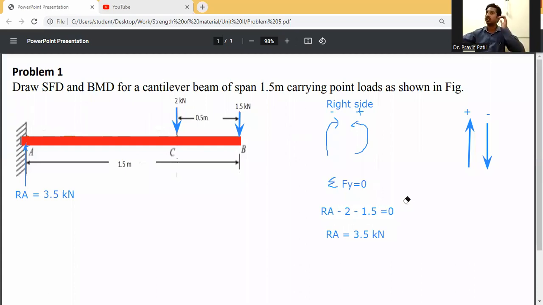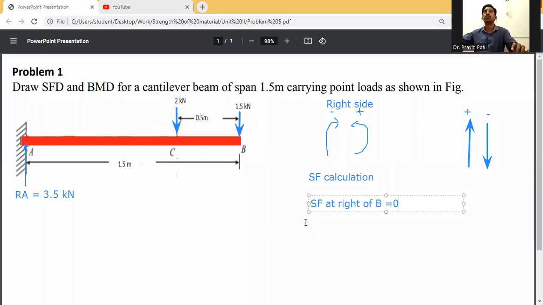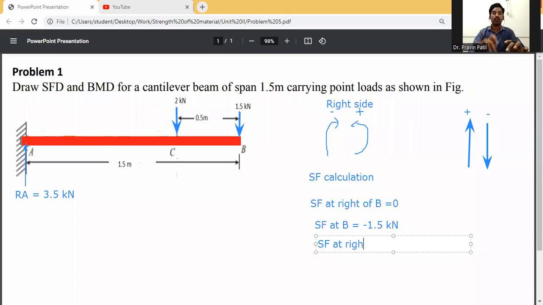Now do the SF calculation. This is the reaction we have calculated. Step number 2 is to do the SF calculation. It will start from B to A. SF at right of B: there is no force on the right side, that's why it will be 0. Then SF at B is a downward force, that is minus 1.5 kN. SF at right of C will also be minus 1.5 kN.